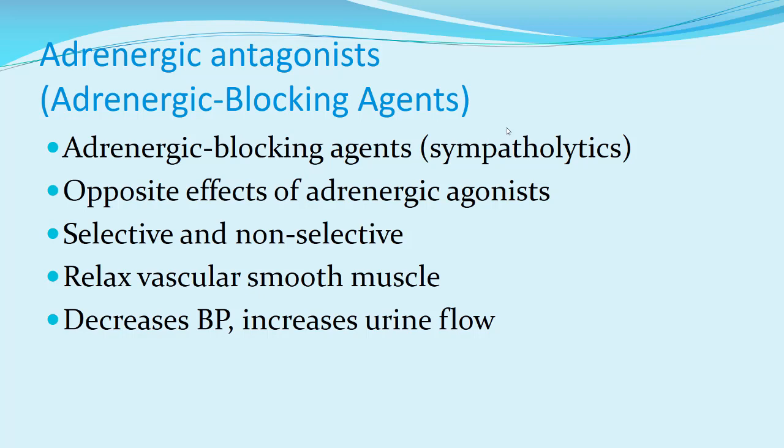If adrenergic agonists have a sympathomimetic effect, they mimic the sympathetic nervous system response, then adrenergic antagonists have a sympatholytic response. In other words, adrenergic antagonists have a parasympathetic-like response, so they can be used to counteract the effects of medications like epinephrine. They can also be used for treatment of hypertension and benign prostatic hyperplasia.